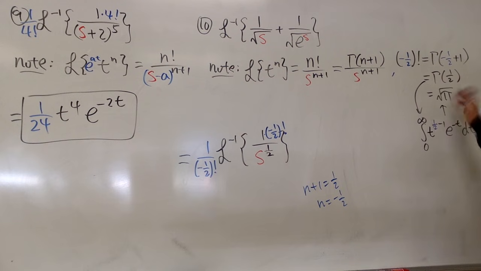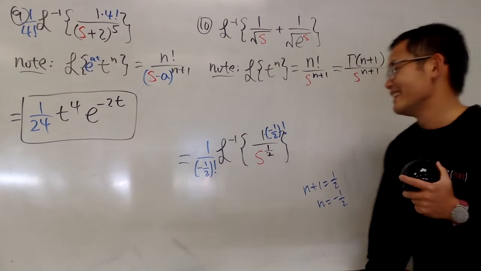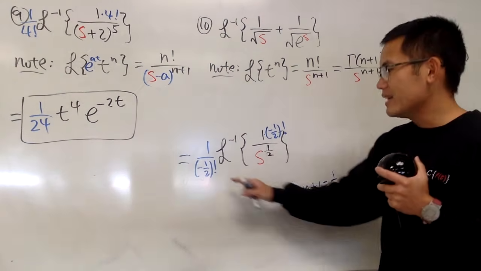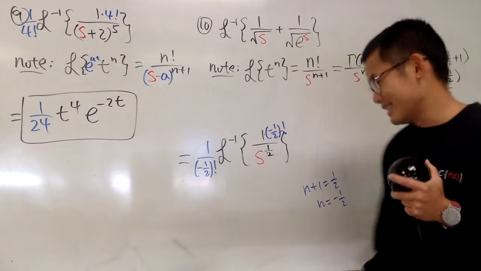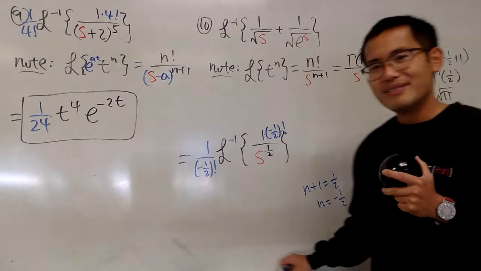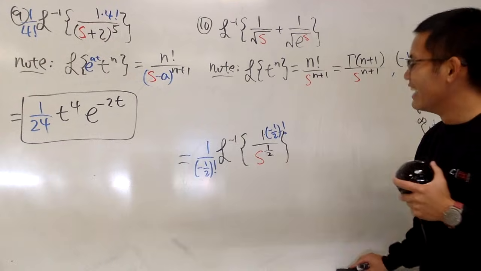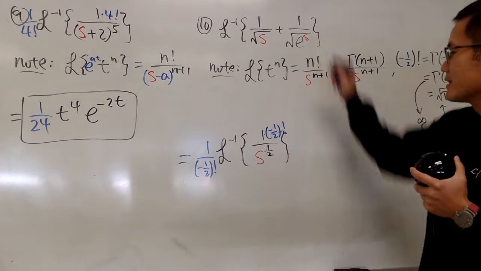If you work that out, you actually end up with square root of pi. So this right here is actually just square root of pi, so is that. So just keep that in mind. Pretty crazy stuff, I know. Okay, however, what's the second one though?